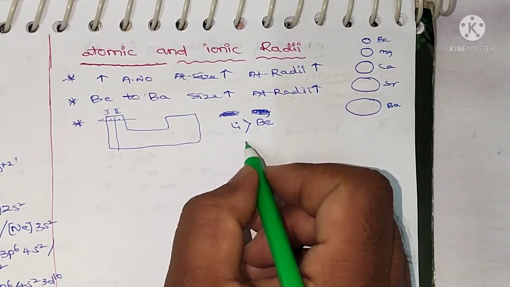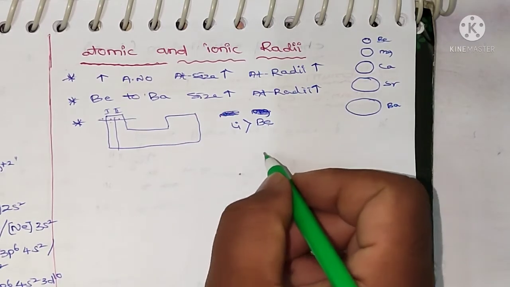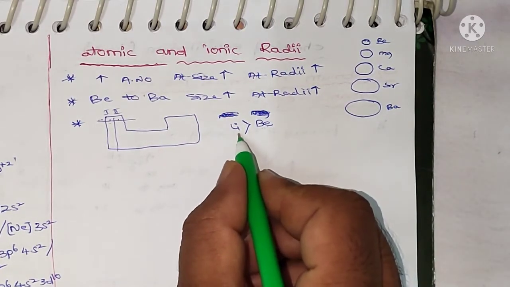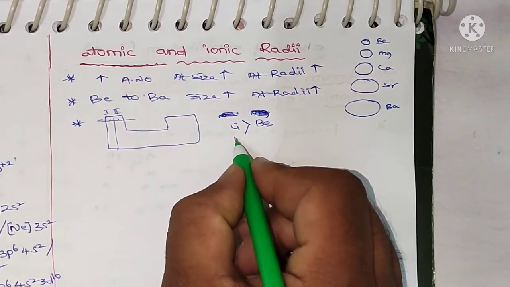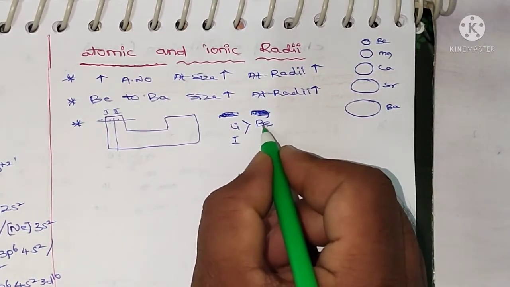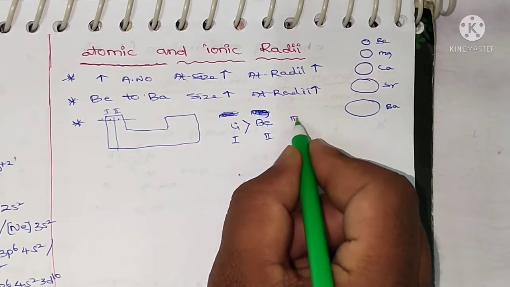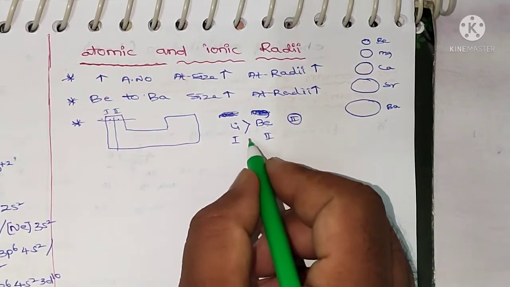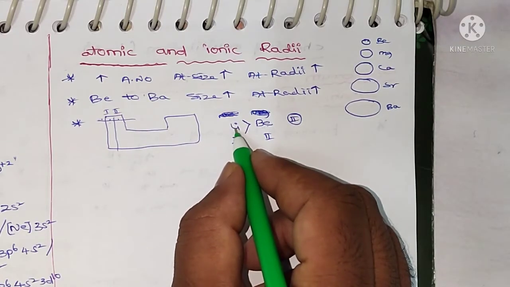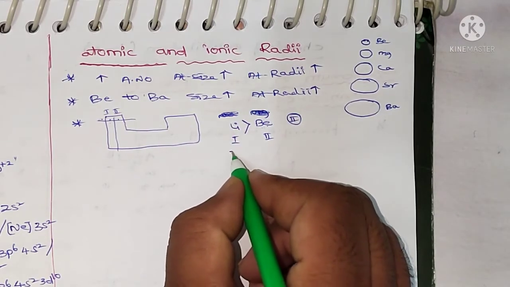It is due to the increased nuclear charge. Lithium is the first group element and beryllium is the second group element. These two belong to the same period, that is the second period. And in lithium, the number of protons is 3.